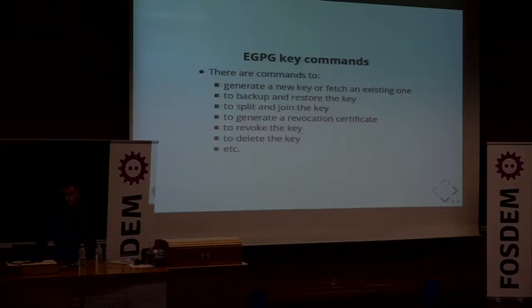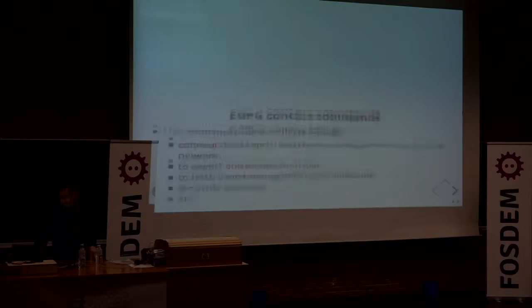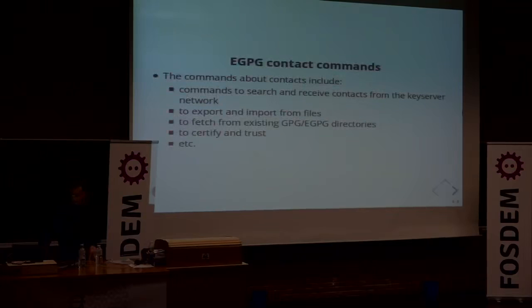eGPG key commands. There are commands to generate a new key or fetch an existing one, to backup and restore the key, to split and join the key, to generate a revocation certificate, to revoke the key, to delete the key, etc. eGPG contact commands. The commands about contacts include commands to search and receive contacts from the key server network, to export and import from files, to fetch from existing GPG, eGPG directories, to certify and trust, etc.